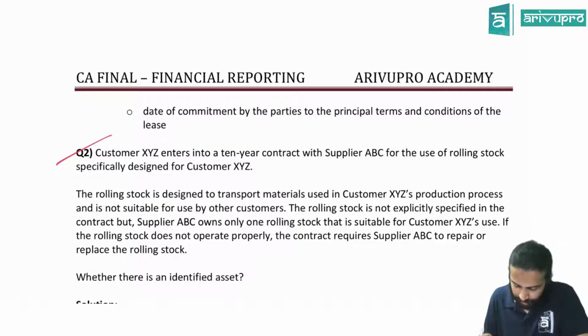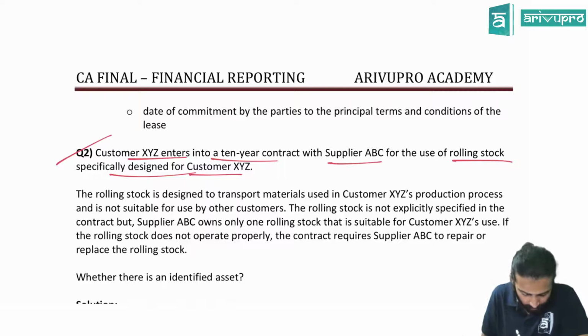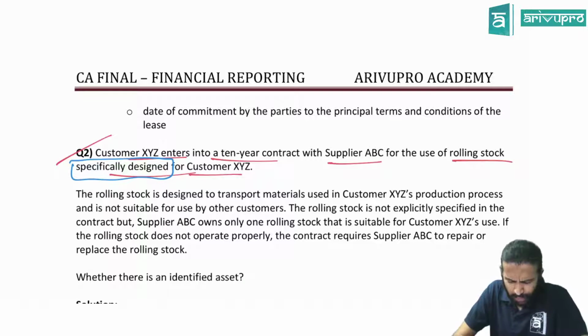Let's identify. We also have a separate concept of that. First, let's do this question maybe. Customer XYZ enters into a 10-year contract with supplier ABC for use of a rolling stock specifically designed for customer XYZ. So it's not a regular one. It's specifically designed, correct? Just underline that. Specifically designed. So can I say it's customized? If it is customized, it means more or less only this customer would be able to use it.